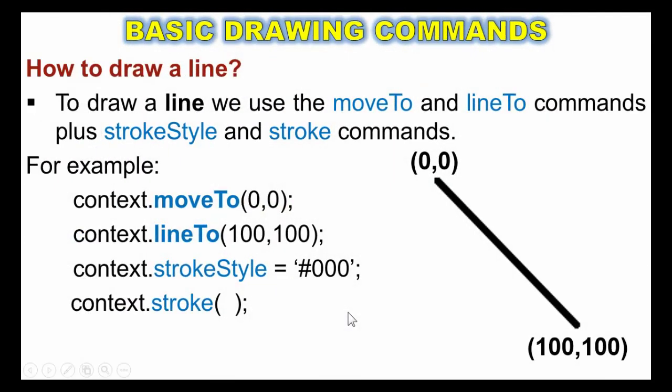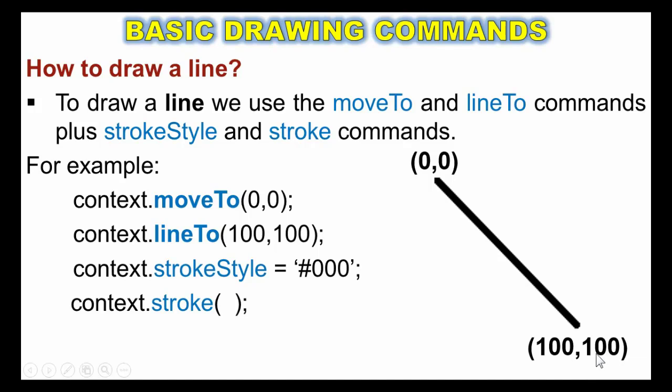How to draw a line. To draw a line, we use the moveTo and lineTo commands, plus strokeStyle and stroke commands. For example, the command context.moveTo at x-axis 0, y-axis 0 will place the imaginary pen at that location, 0, 0. Next command, context.lineTo with this coordinate, x-axis 100, y-axis 100. It will draw a path which is a line from 0, 0 to the coordinate 100, 100.